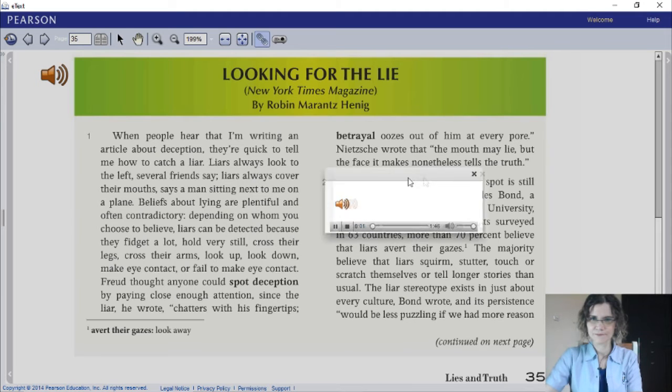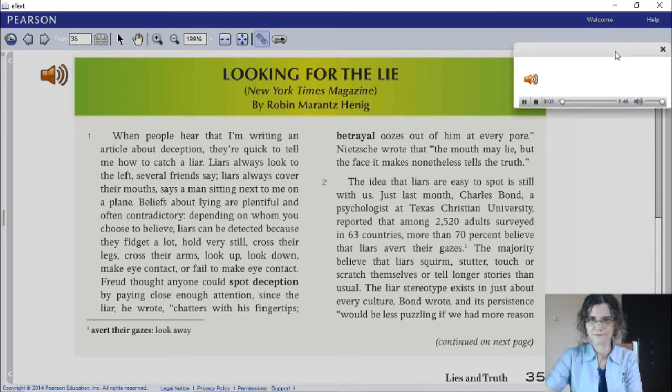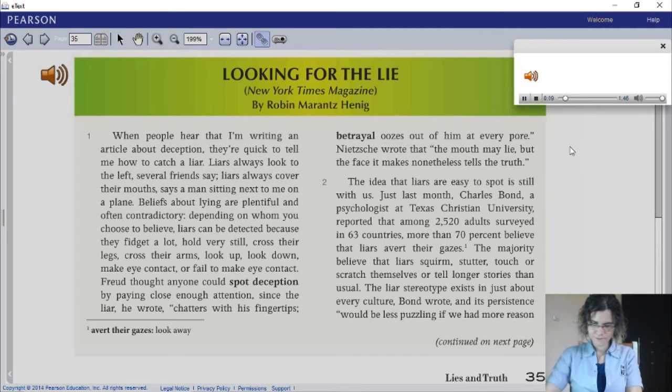Looking for the Lie. New York Times Magazine by Robin Marantz Hennig. When people hear that I'm writing an article about deception, they're quick to tell me how to catch a liar. Liars always look to the left, several friends say. Liars always cover their mouths, says a man sitting next to me on a plane. Beliefs about lying are plentiful and often contradictory.